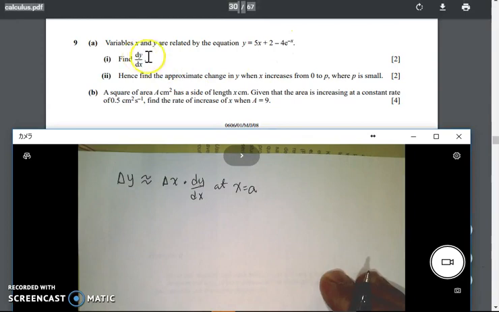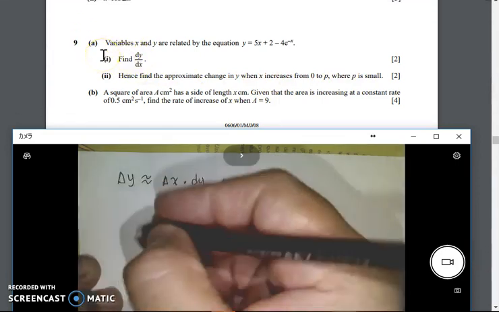The variables x and y are related by the equation y equals 5x plus 2 minus 4e to the negative x. Find the dy dx. Hence, find the approximate change in y when x increases from 0 to p, where p is small. So, again, in this question, let's try to find first the derivative. So let's do part 1.